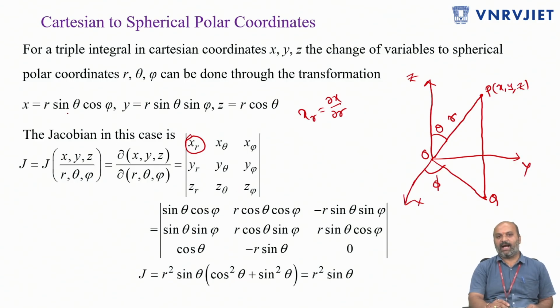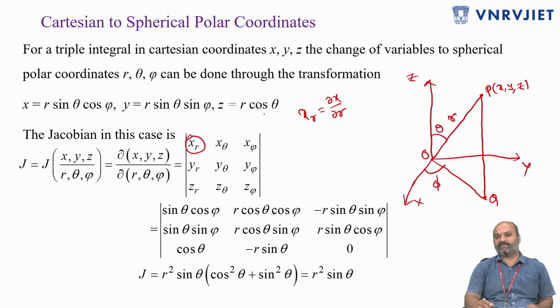x with respect to r: we treat theta and phi as constant, so sin theta cos phi, the r derivative being 1. Derivative of x with respect to theta, we treat r and phi constant, sin theta derivative is cos theta, so r cos theta cos phi. Next, cos phi derivative is minus sin phi, that's why minus r sin theta sin phi. Similarly, y derivative with respect to r is 1 into sin theta sin phi. With respect to theta, r cos theta sin phi. With respect to phi, it is r sin theta cos phi.